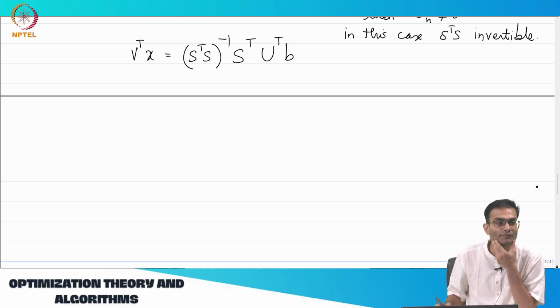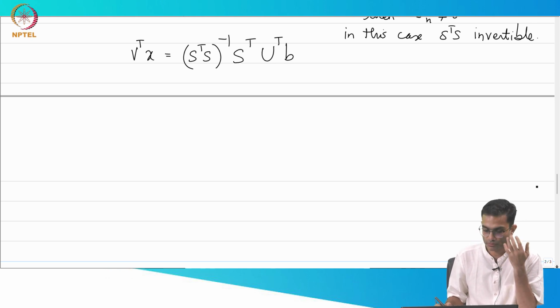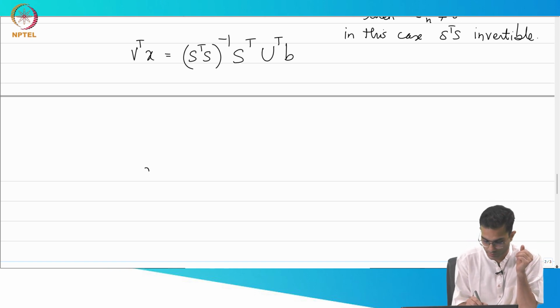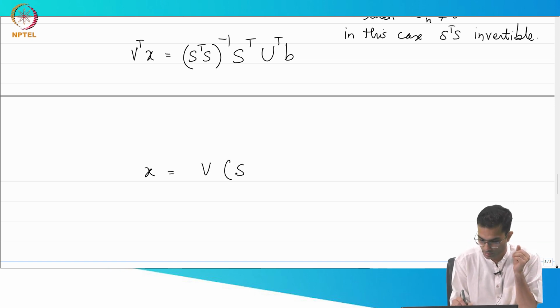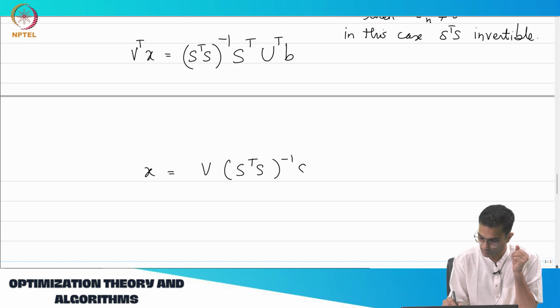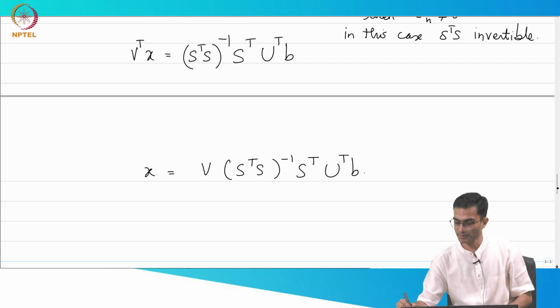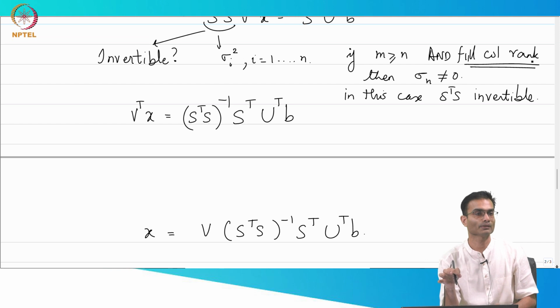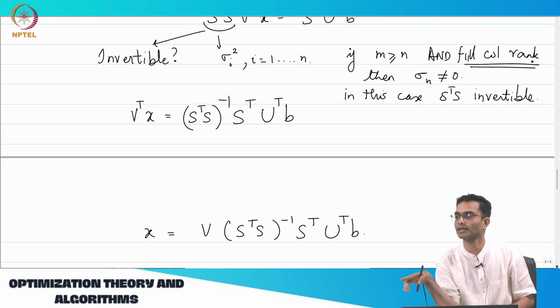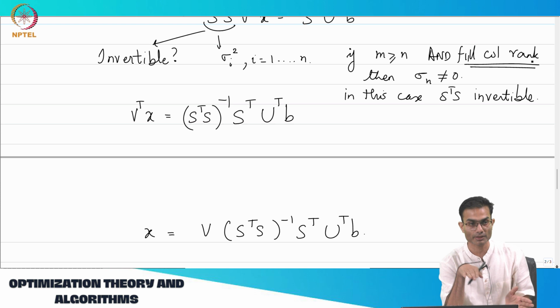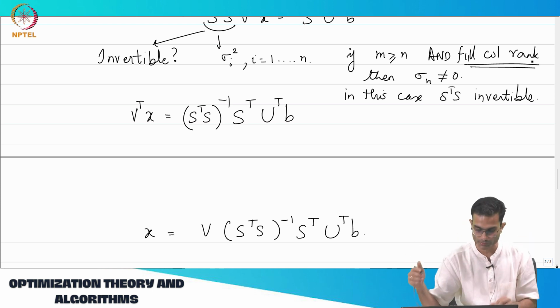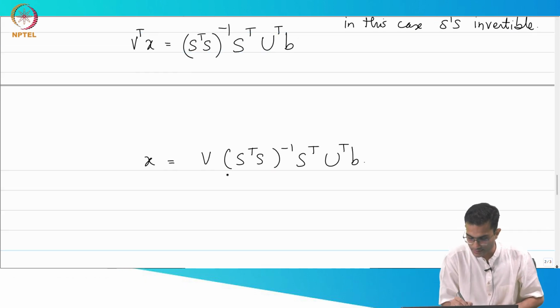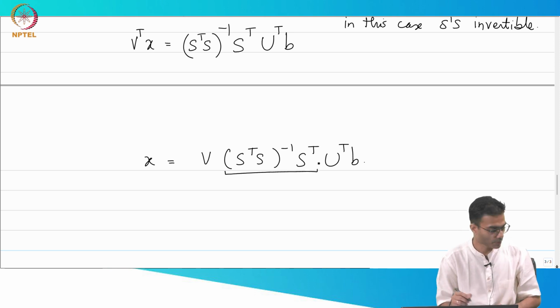Can I still simplify it further? I am interested in X. Left multiply by V, so that V transpose goes away. Then I'm left with X is equal to V. Remember, you can see why full column rank is absolutely critical, because without that I cannot push this guy to the right hand side, I'm stuck. So full column rank is allowing me to write down X in a closed form expression.